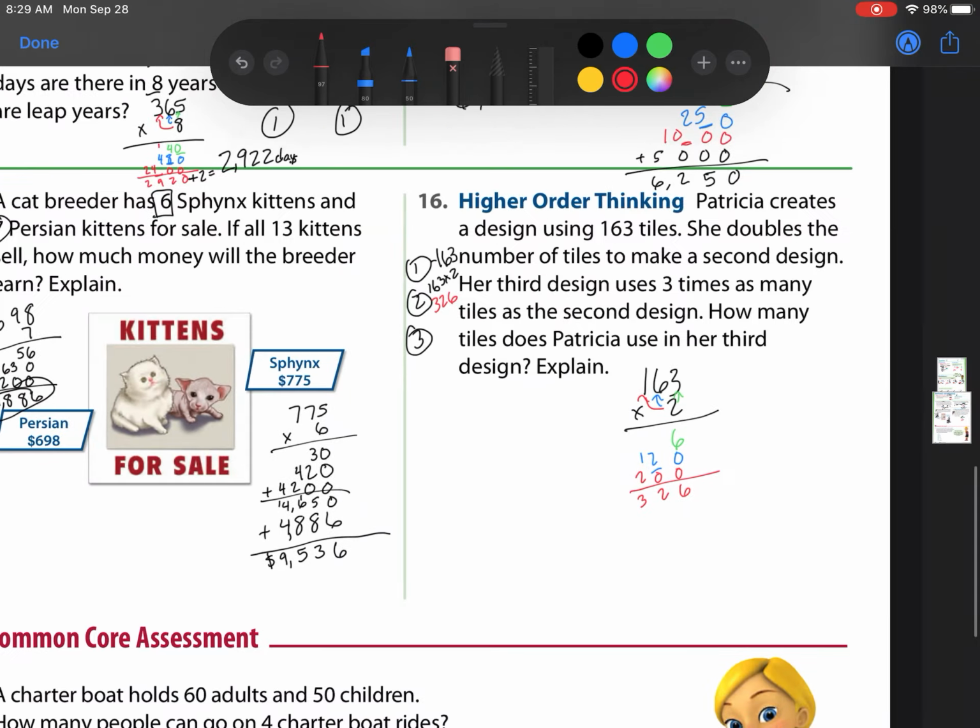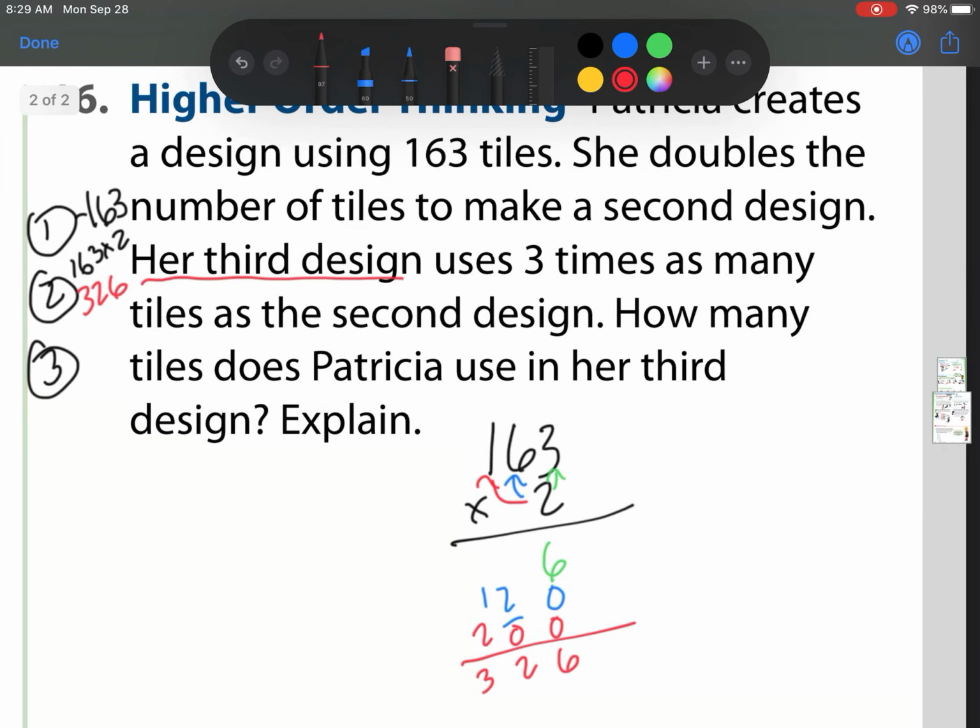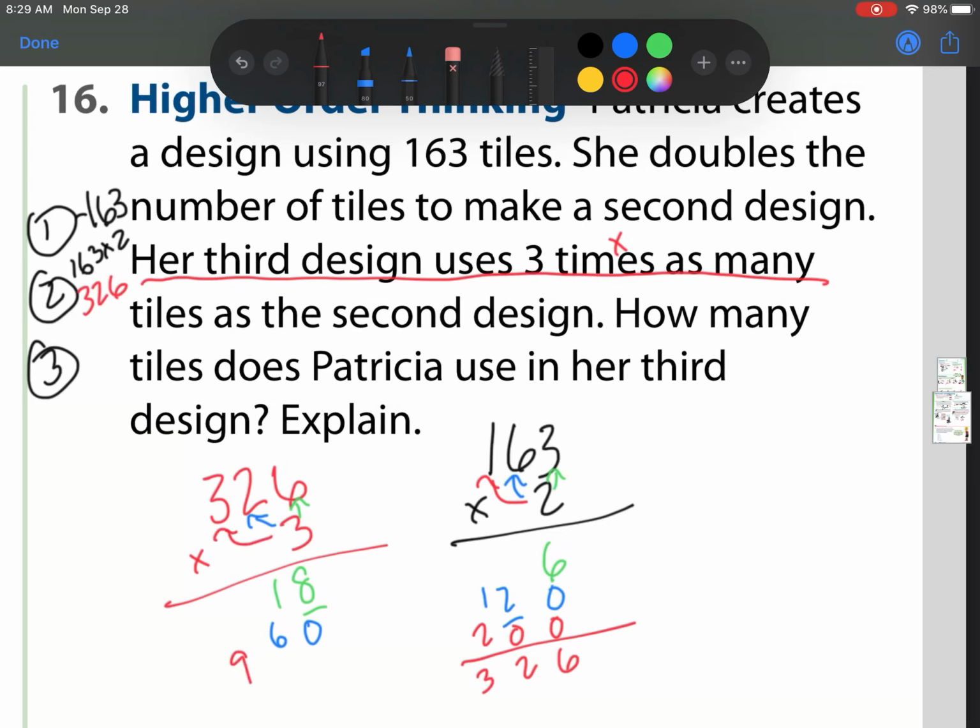Now what does it say for this part? It says her third design uses 3 times as many as the second. So how many tiles do we use in the second design? Well, we use 326. So we need to use 3 times as many. So what do we have? We have 18. We have 60. And our last one, we have 900, 3 groups of 300. So she used in that last tile 978.